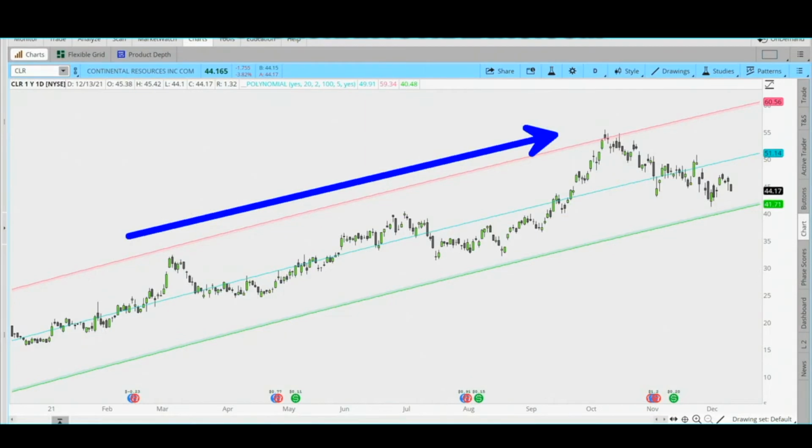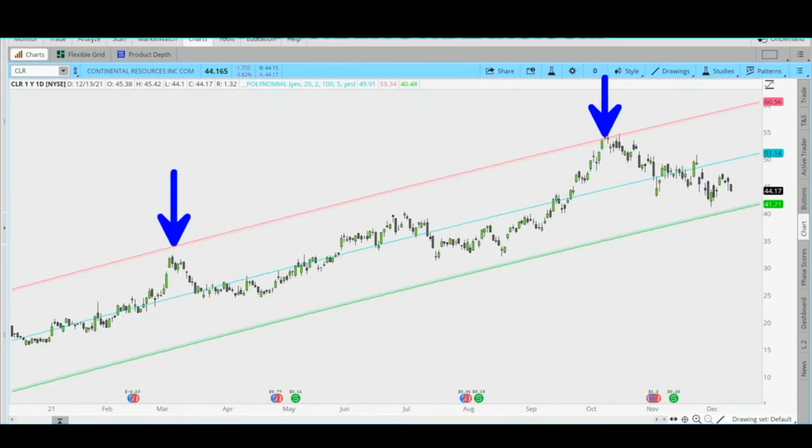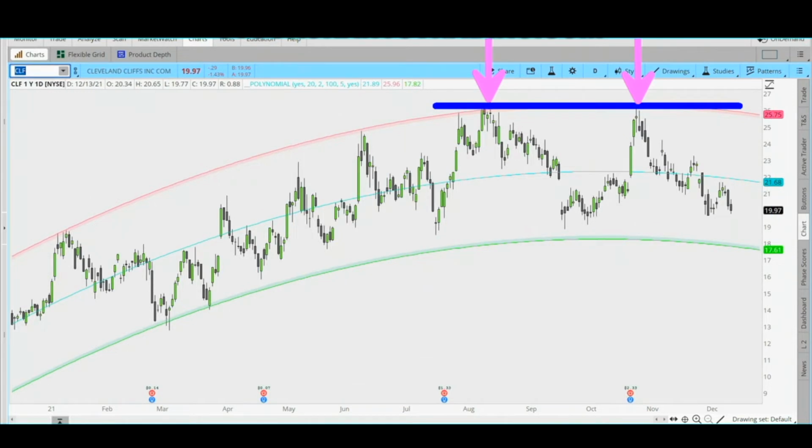In an uptrending stock, your highs will come into the resistance of the polynomial channel. On a stock going sideways, your equal highs here will be at the resistance side of the polynomial channel.